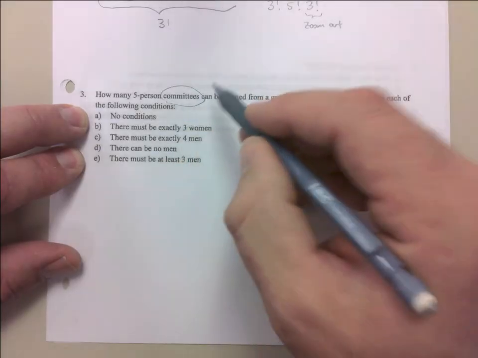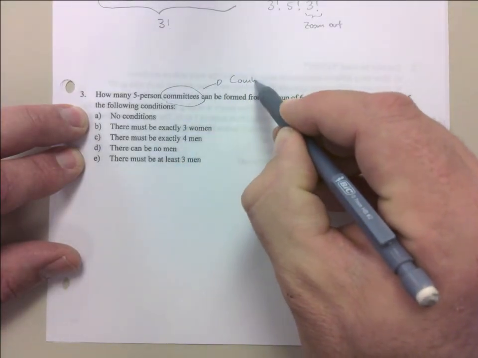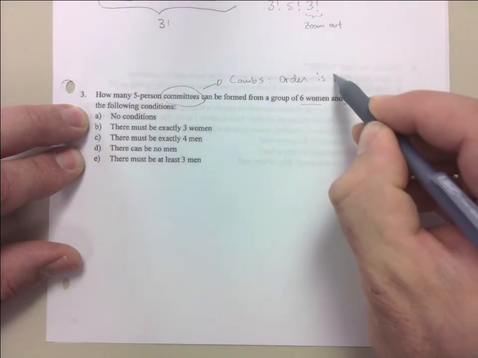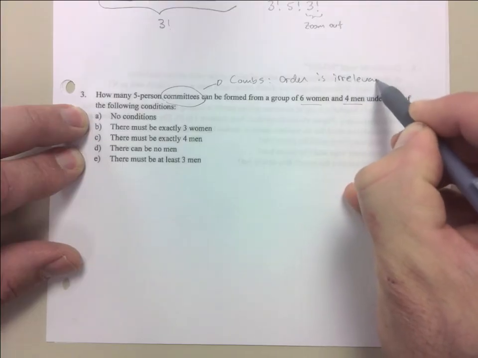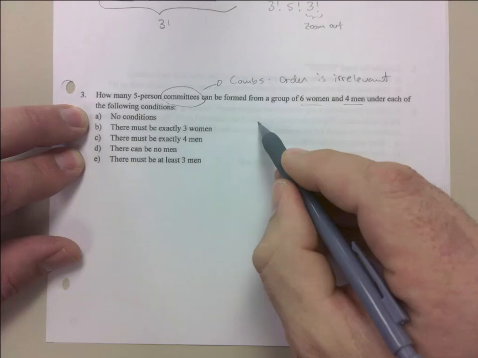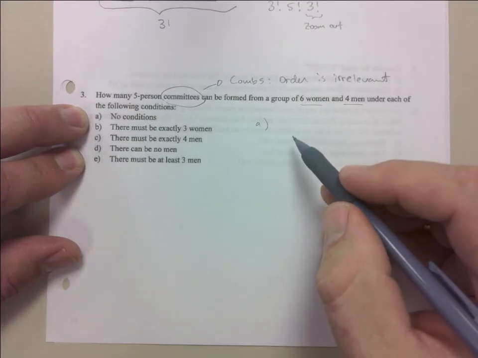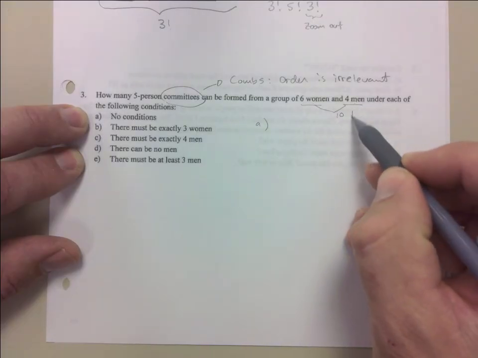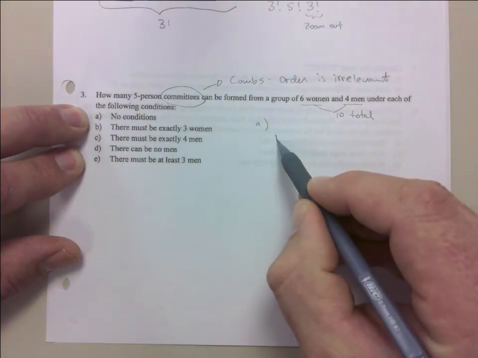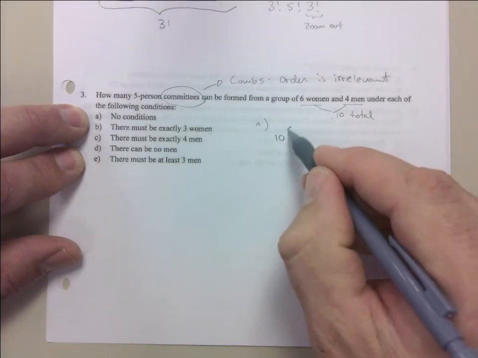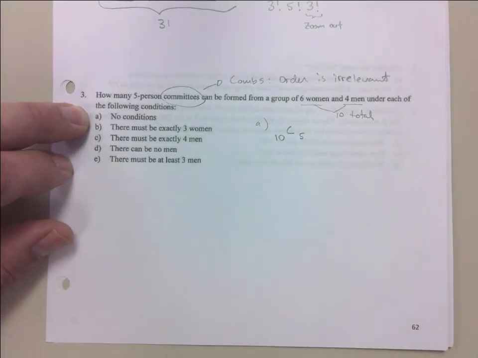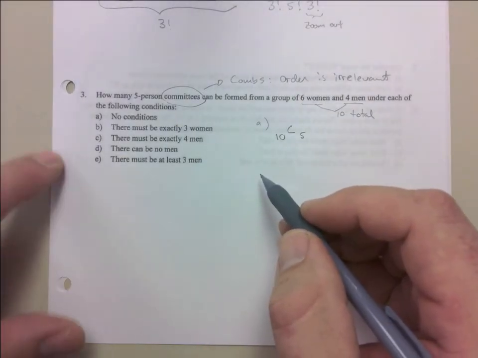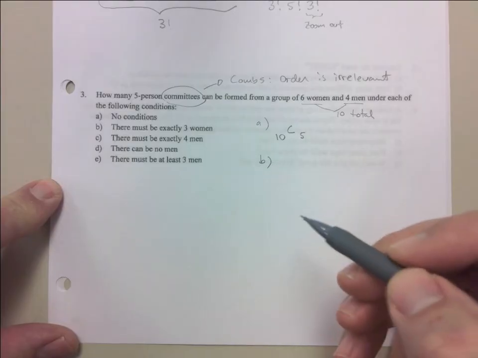So committees, combinations, order is irrelevant. So for A, it would simply be the total of people available. I've got 10 total. Okay, so you simply say I have 10 people and I need to make committees of 5 at a time. So it's 10 choose 5. That's it. Okay.